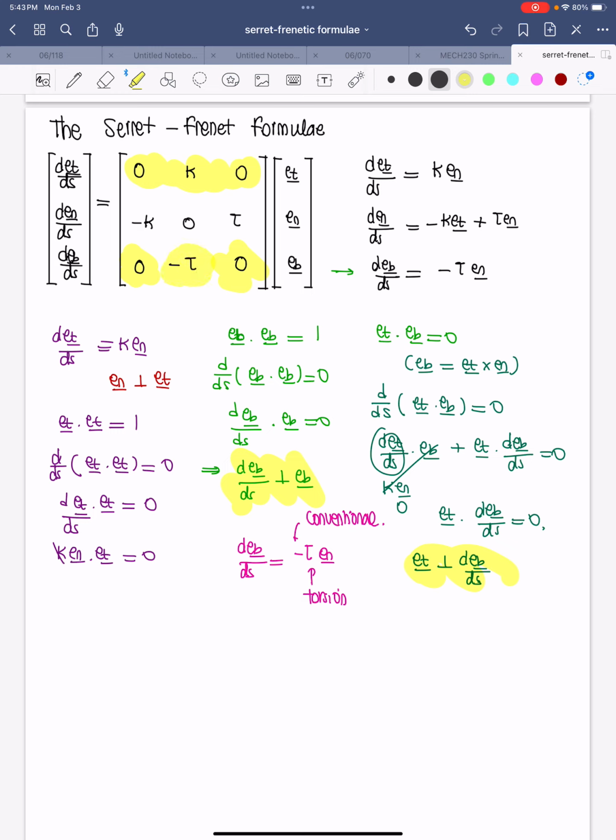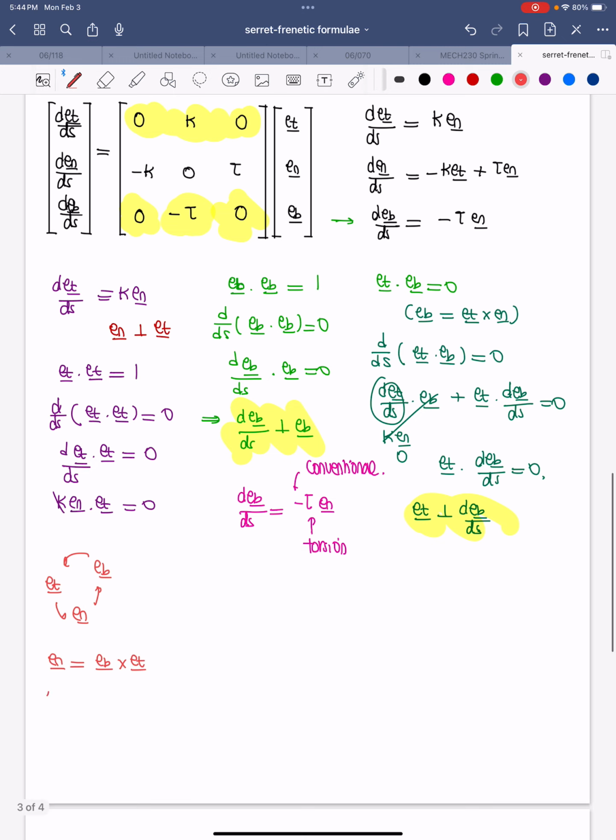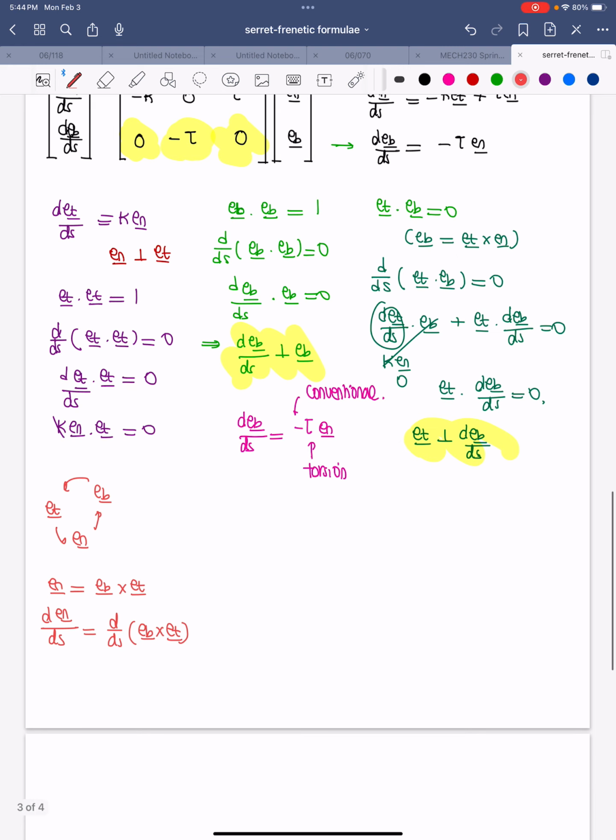We still need to figure out the derivative of en with respect to s. Recall the Serret-Frenet basis is a right-handed basis, so et, en, eb follow the rule that en is equal to eb cross et. So den by ds is equal to d by ds of eb cross et. Okay, and that's equal to deb by ds cross et plus eb cross det by ds. And we know the expressions of these: that's equal to minus tau en cross et plus eb cross kappa en also.